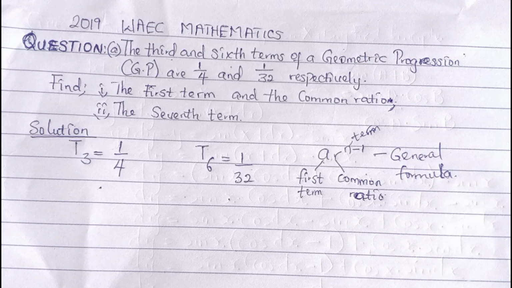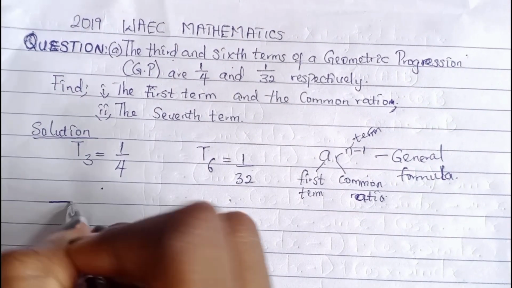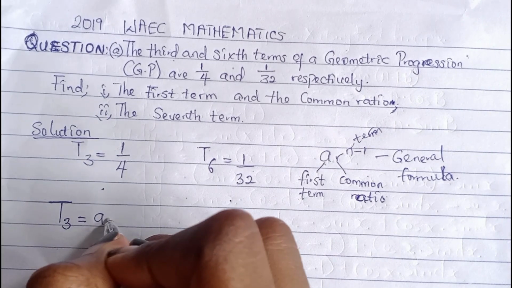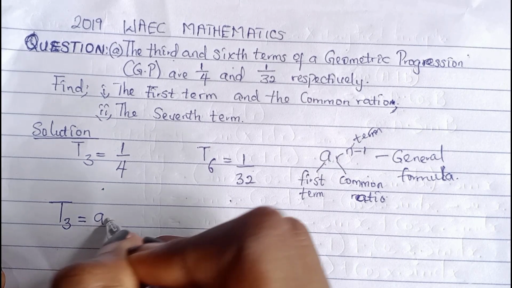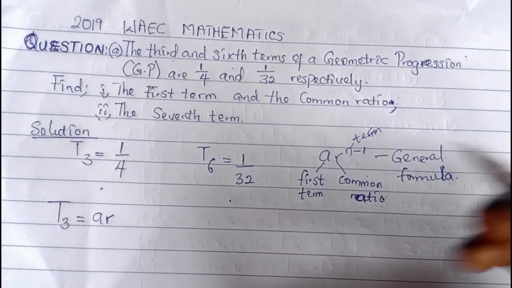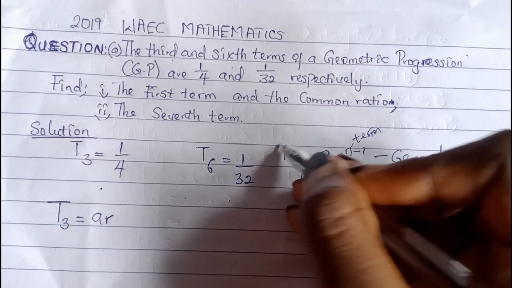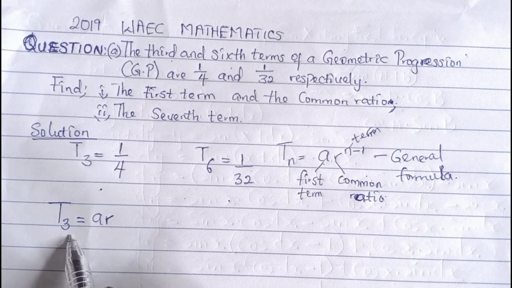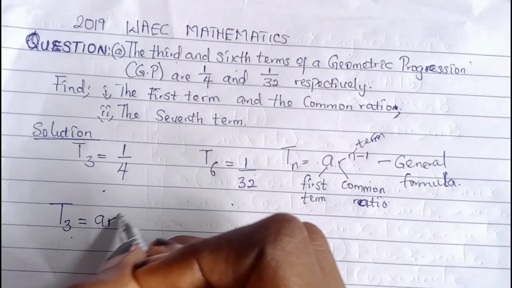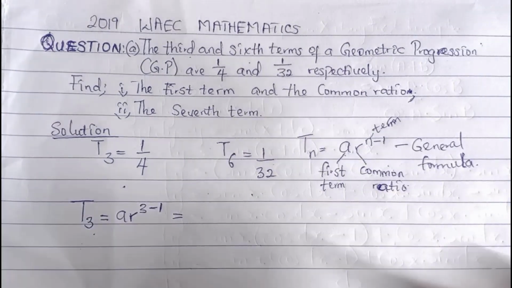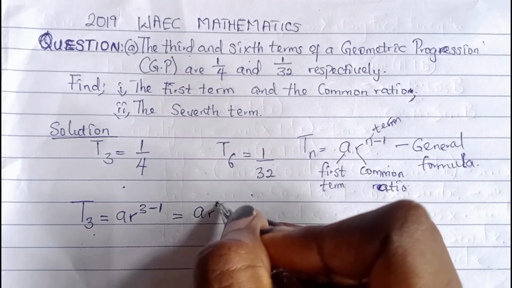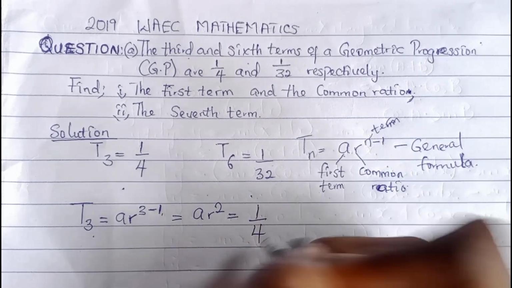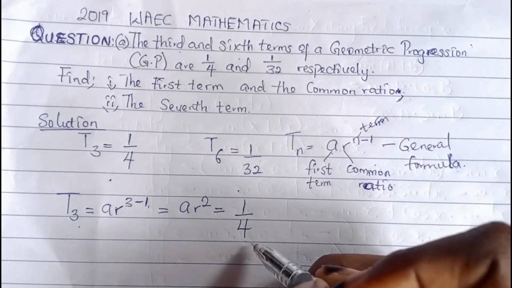Now let's start working. They gave us our T3. The formula to get T3 will be A times R. They did not give us A, so we leave it as A, that's our first term. They did not give us the common ratio, so we leave it as R. And our nth term is 3, that's the term they're asking for. So it will be 3 minus 1. So it will be AR raised to power 2, since 3 minus 1 is 2, which equals 1/4. So we've seen how 1/4 came about.